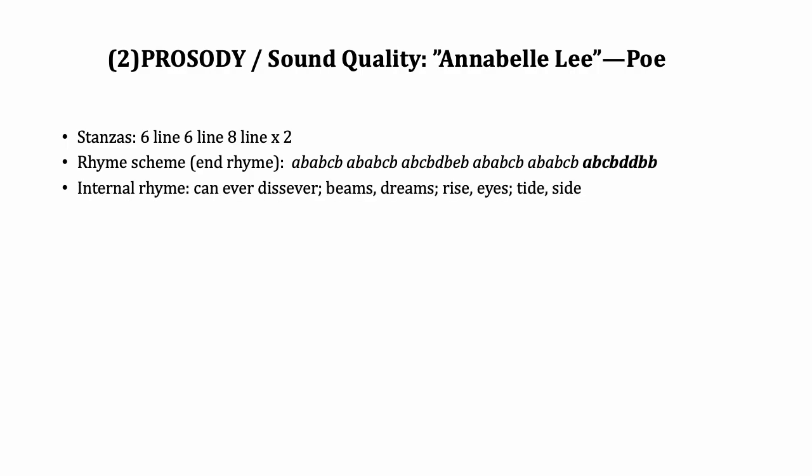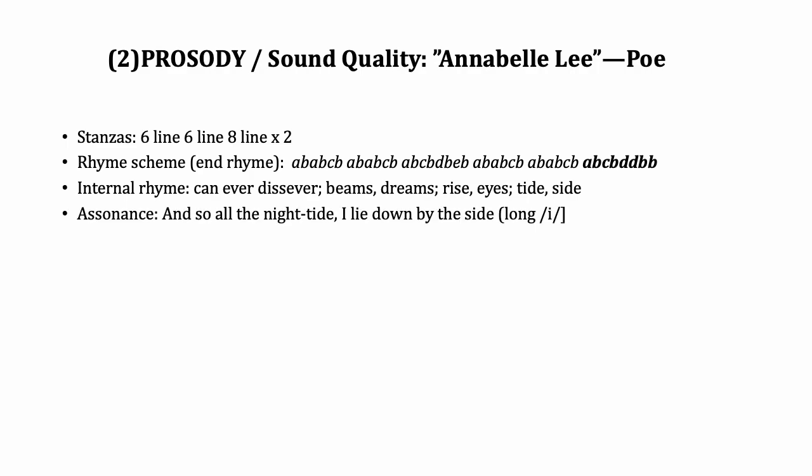Now, we have in this poem internal rhyme. Can ever dissever my soul from the soul. The moon never beams without bringing me dreams. Rise and tide: all the night tide I lie down by the side. So within each line, there is also rhyme. It's held together that way.